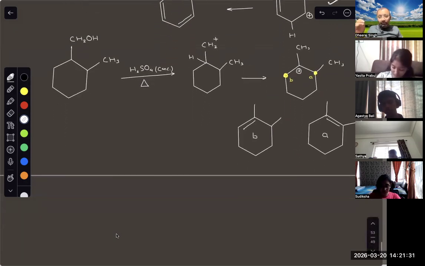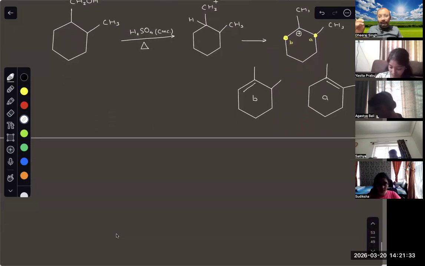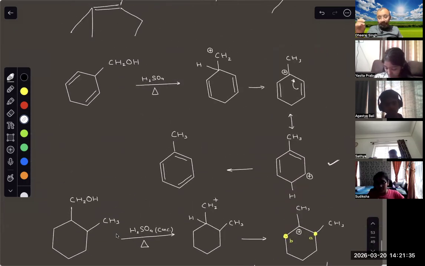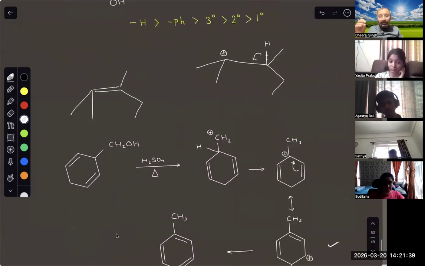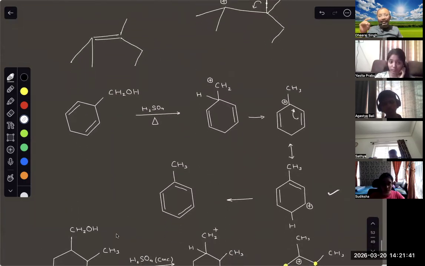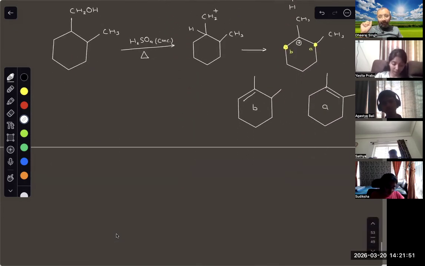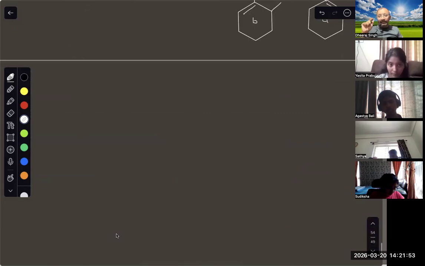Okay, so I'll move ahead to E2 now. So this is E1. How do you identify whether it is E1? There's a delta sign, or concentrated H2SO4 is written. Concentrated H2SO4 is for alcohol. For halides, it is always delta sign with a weak nucleophile. E1 will happen. Okay. Now we'll write down E2.